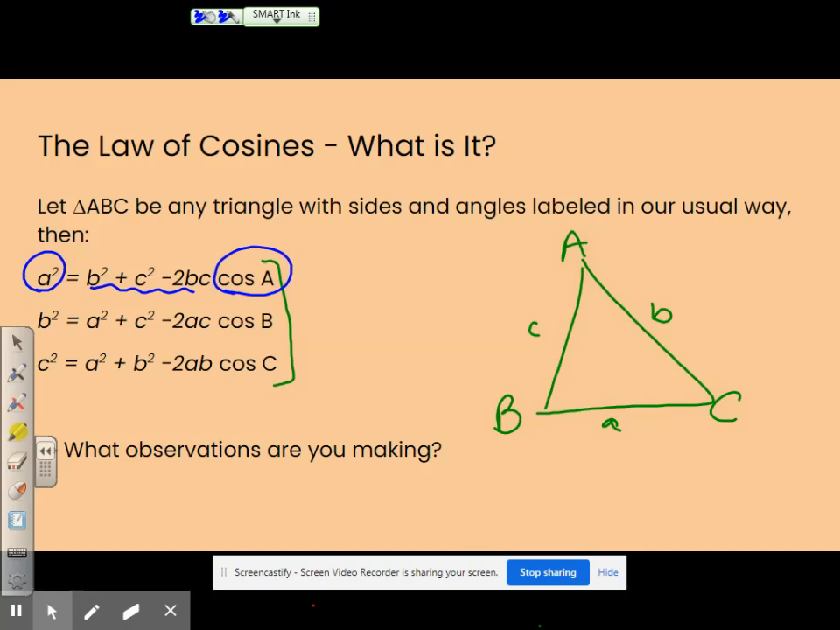Whatever angle or side I'm looking for, I want to be on the end caps. So if I'm looking for an angle, I want to take the cosine of that angle and have the side that I know on the other side of the end cap. Whether I'm looking for an angle A, B, or C, they're all using the same thing. And let's look at it in action.